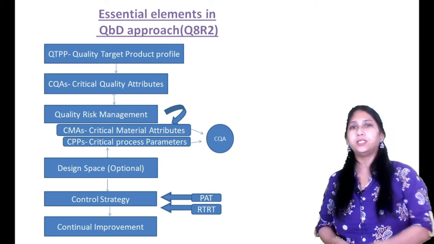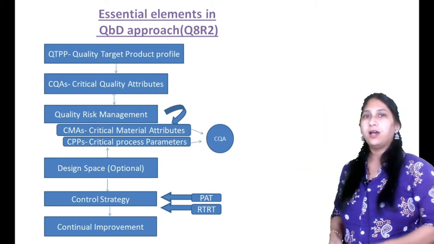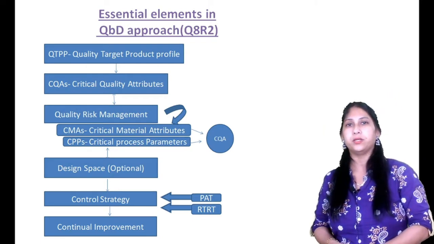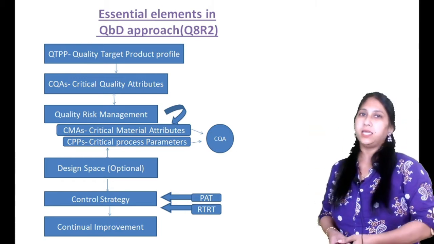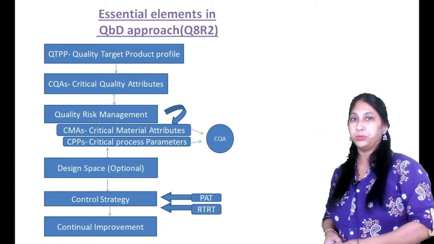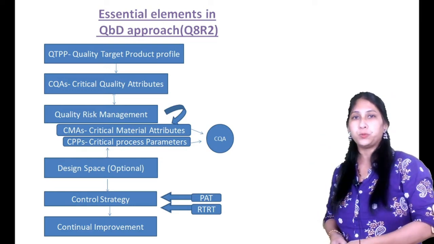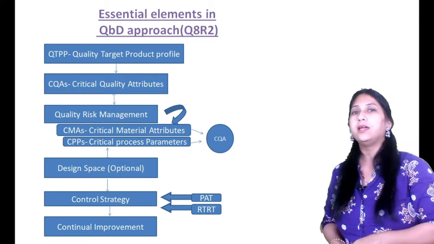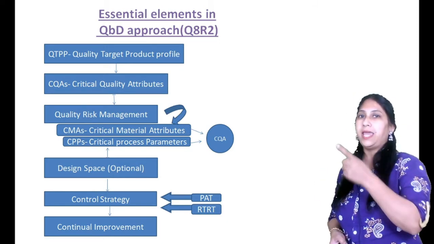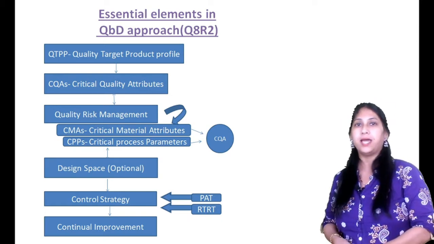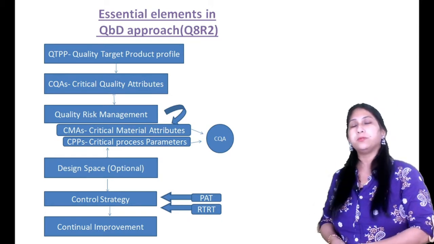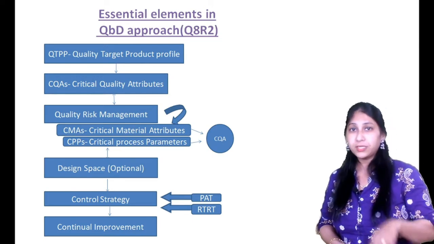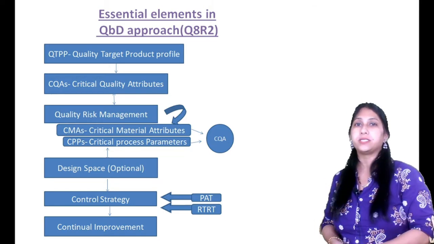So it starts with QTPP. Here you can see all the elements. QTPP is called the quality target product profile. The next element is CQA, the critical quality attributes. Then comes quality risk management. Now this element is regarding linking of the two other important elements, which are CMA, critical material attributes, and CPP, critical process parameters. So linking of CMAs and CPPs with CQAs, that is the quality risk management.